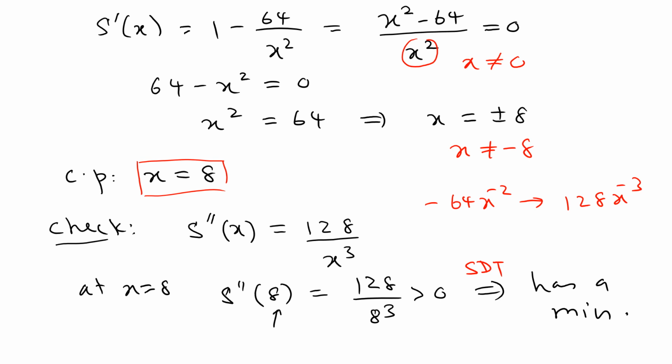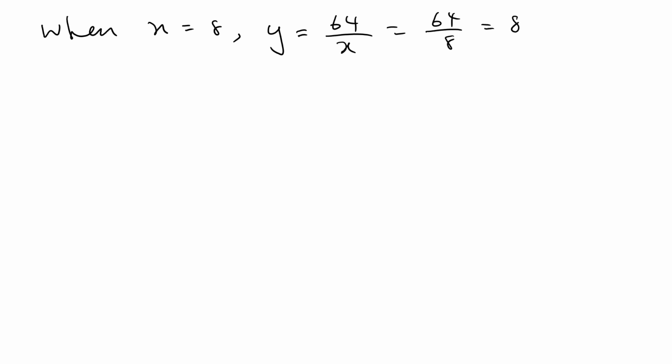Since we know there's a minimum, we're going to find it. We find the corresponding y value. When x equals 8, y equals 64 divided by x, which is 64 divided by 8, which is 8. So y equals 8. So the minimum sum we can write directly now: 8 plus 8, 16. So 16 is the minimum sum that she can get from those two numbers.